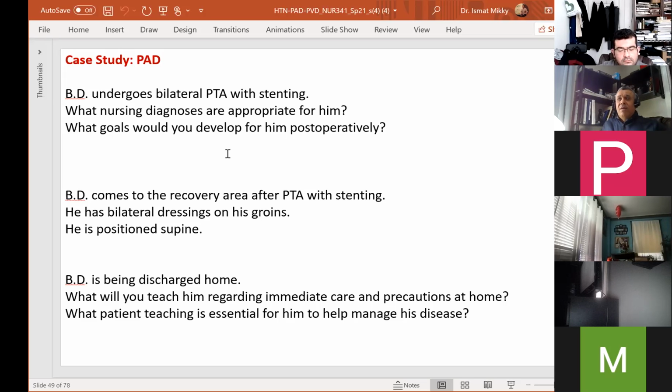We should notify the healthcare provider of any changes, especially post-op, because that surgery was done to improve circulation, in addition to monitoring sensation and movement of the leg and extremity. So after the patient leaves, the patient is being discharged home.